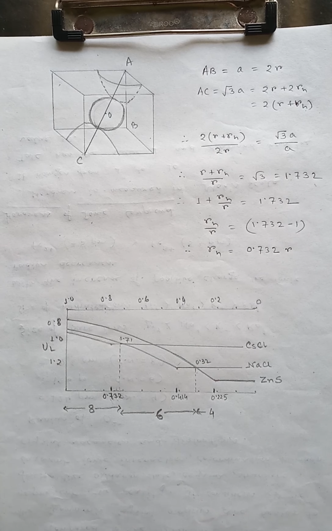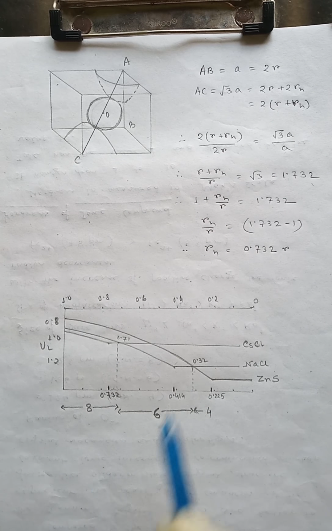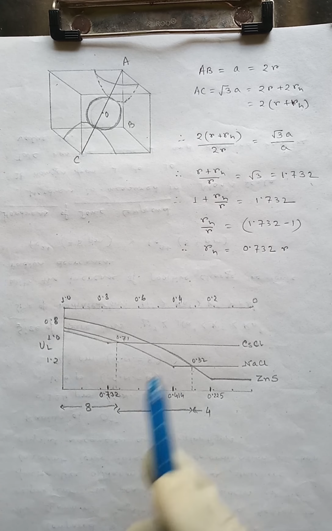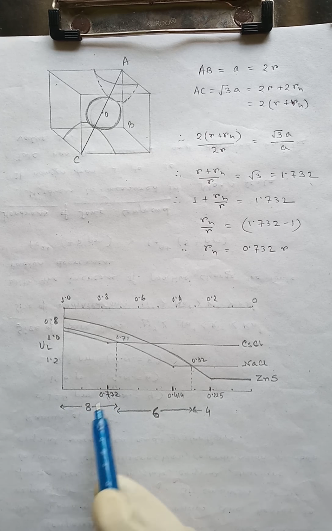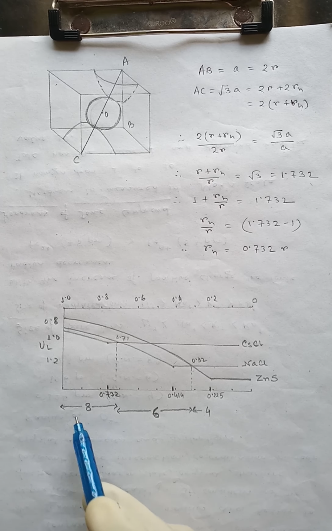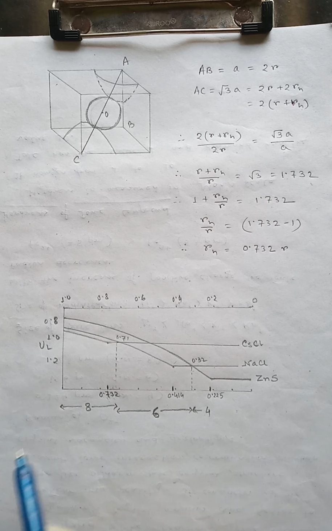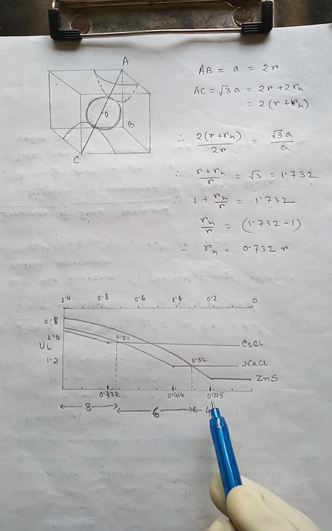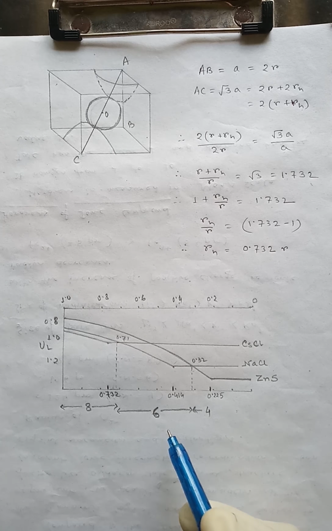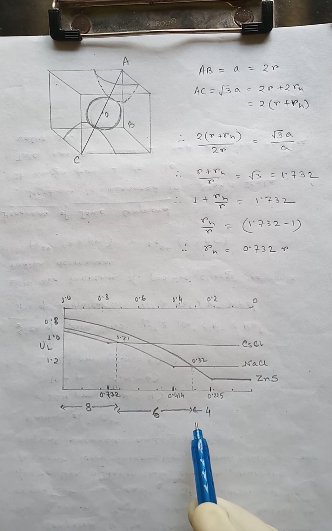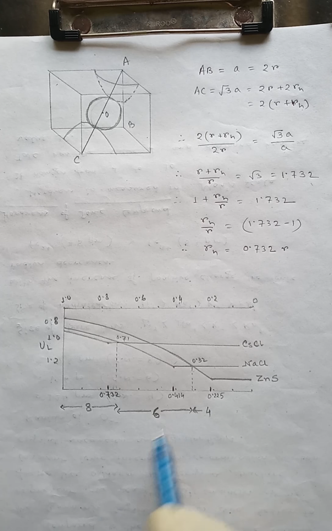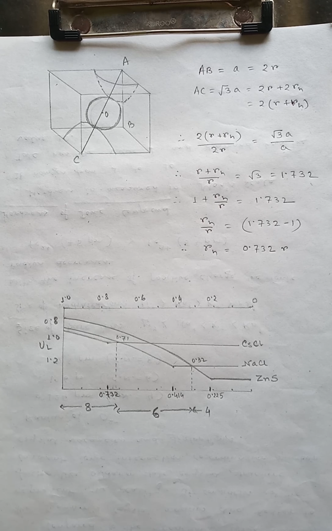So this is the theoretical approach. From this we get that if the radius ratio is greater than 0.732, the coordination will be 8. And if the radius ratio is between 0.414 and 0.732, then the coordination will be 6. And if the radius ratio is between 0.225 and 0.414, then the coordination number is 4. But there is some deviation from this theoretical approach.